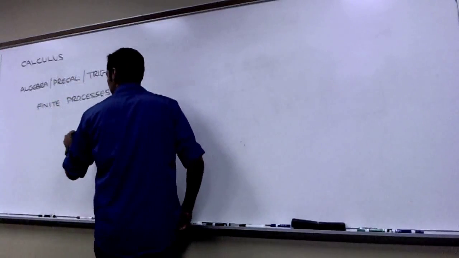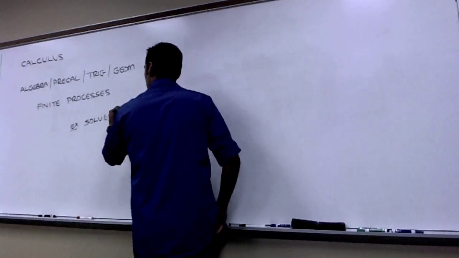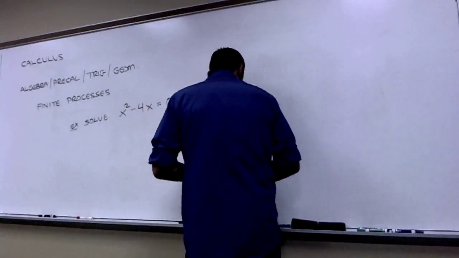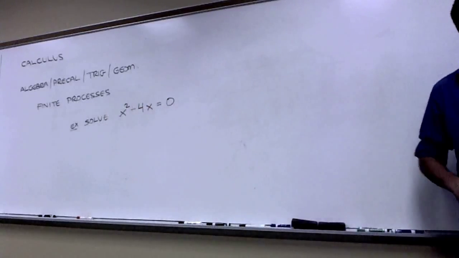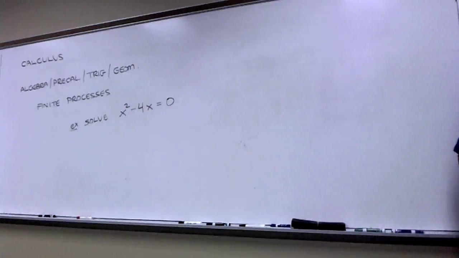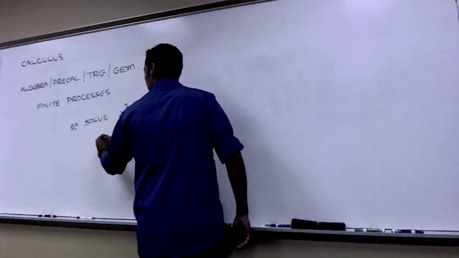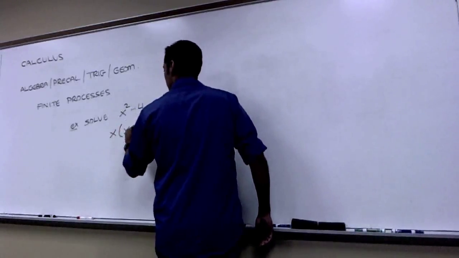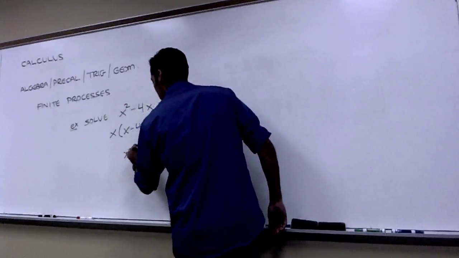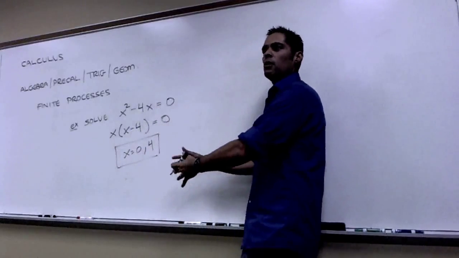An example of this would be solving something like x squared minus 4x equals 0. You have a quadratic equation there and it's a finite process, right? You factor the left side, in this case you could factor an x out, and then you set each factor equal to 0, and you get two solutions, 0 and 4. Everyone agree? And we're done. Process is over. It's finite.